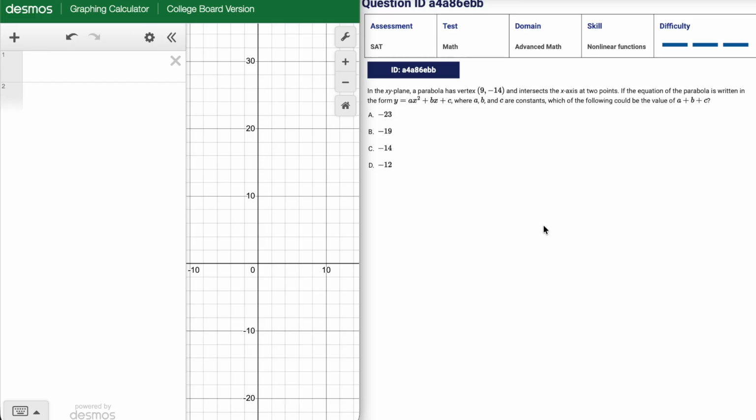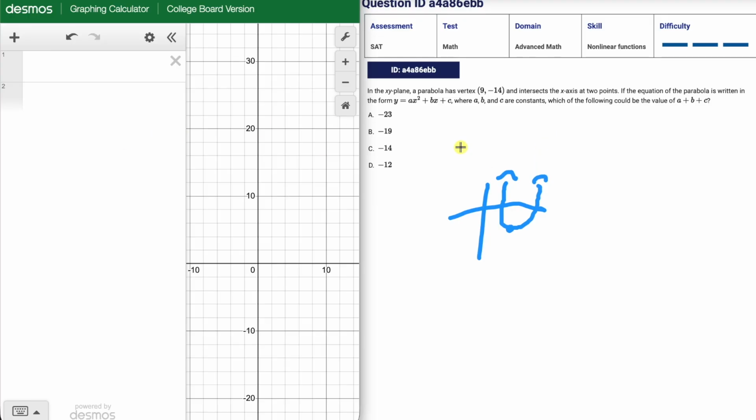This is very important because you know whether a is positive or negative. Because (9, negative 14) is in this quadrant, if it were to intersect the x-axis at 2 points, it must go up this way, which means that a is a positive number. So now you know that a is positive. That is actually very helpful to solving this problem.